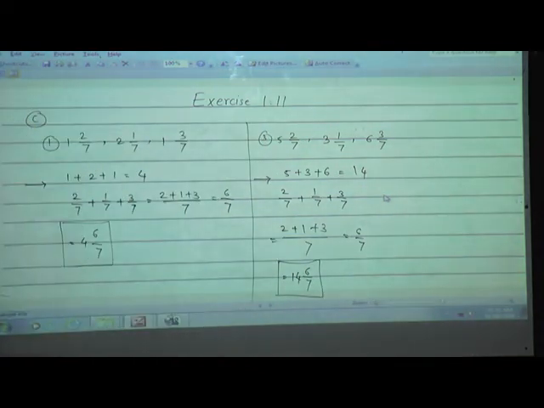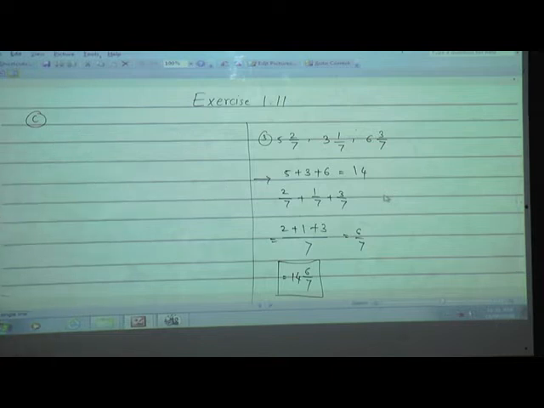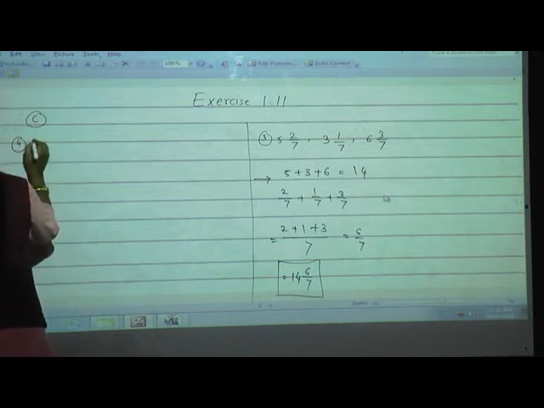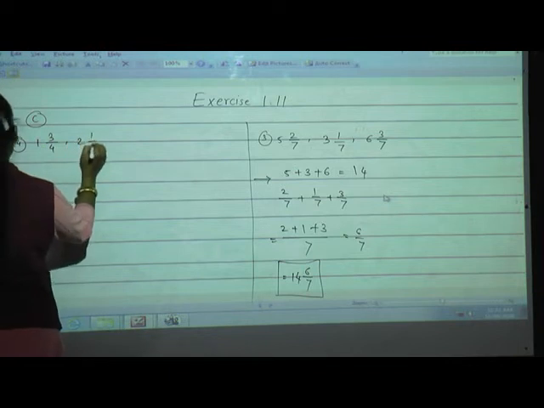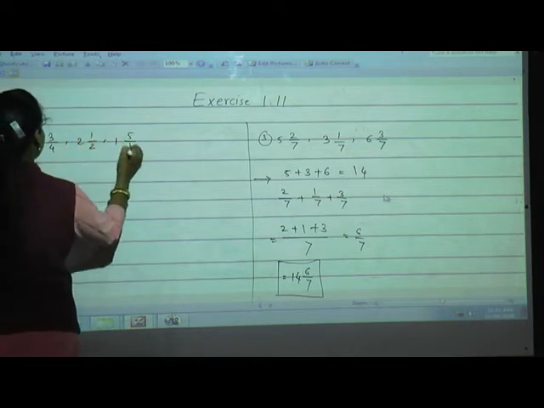Clear? Understood? Yes, next example I will solve for you now. Now we will solve the fourth one. What is the fourth question? 1 3 upon 4, 2 1 upon 2, 1 5 upon 12.